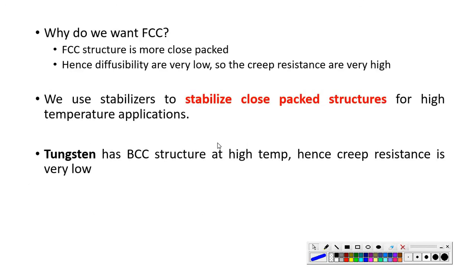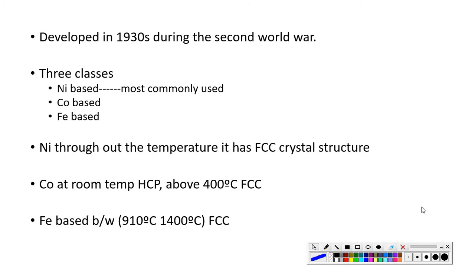And we use some stabilizers to stabilize the close packed structure for high temperature applications. We can maintain this FCC crystal structure even for iron. For example, in the case of iron, only between 910 and 1400 do we have the FCC crystal structure. But using different stabilizers, we can reduce this 910 degrees Celsius and we can increase the 1400 degrees Celsius. Thereby the temperature range of the austenite crystal structure can be increased by using different stabilizers.